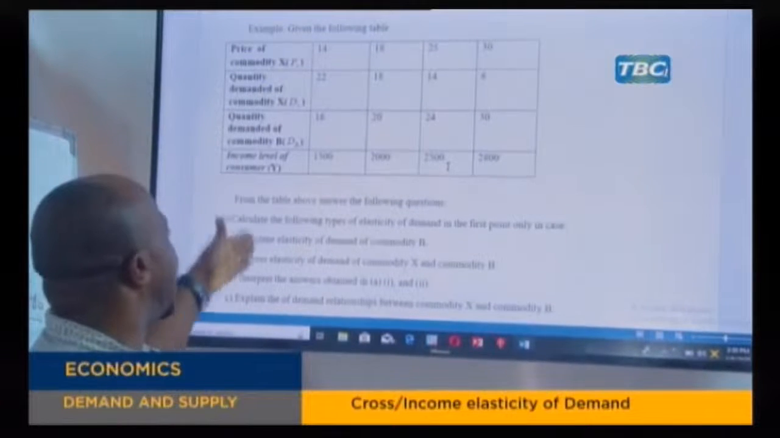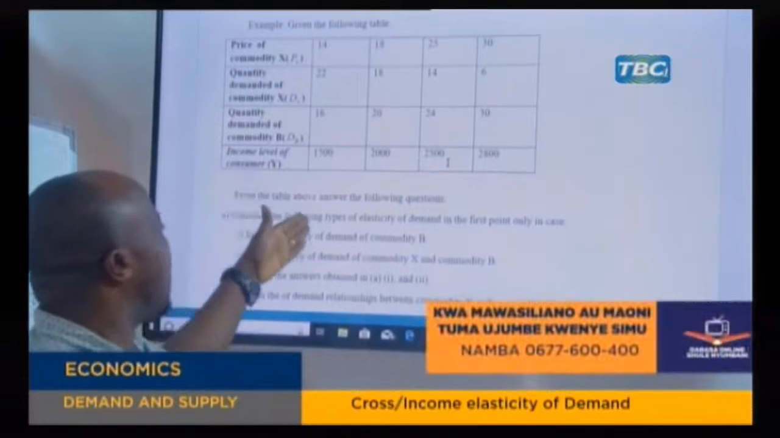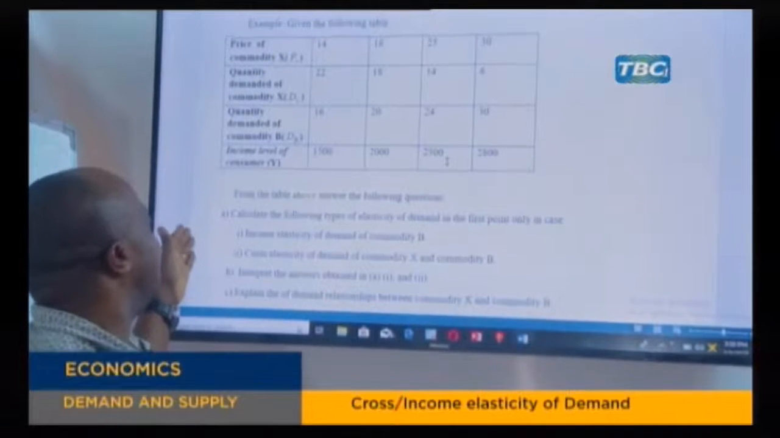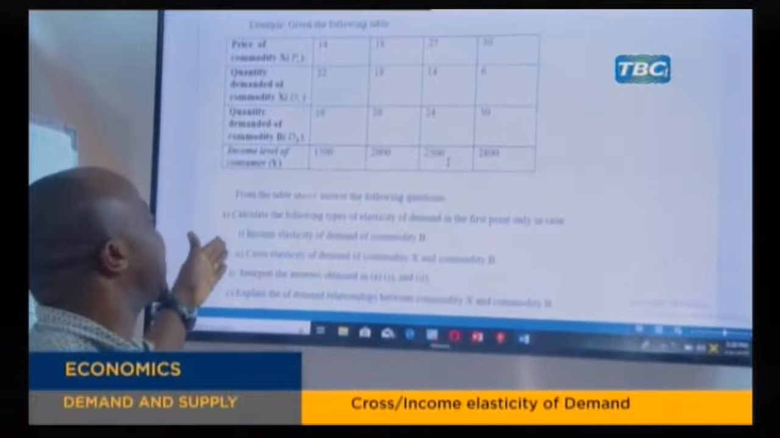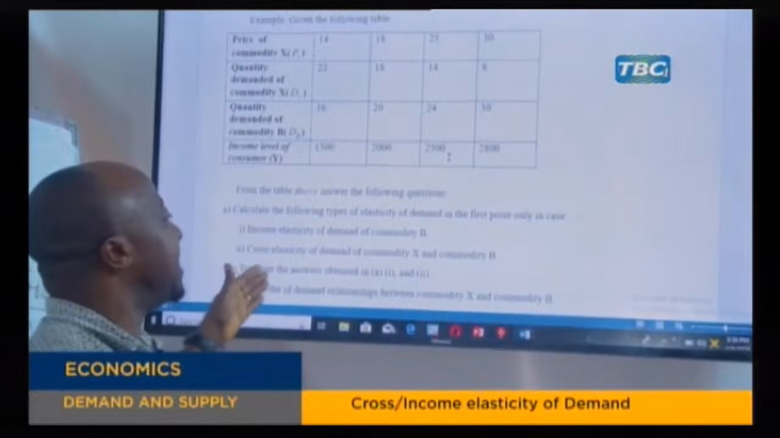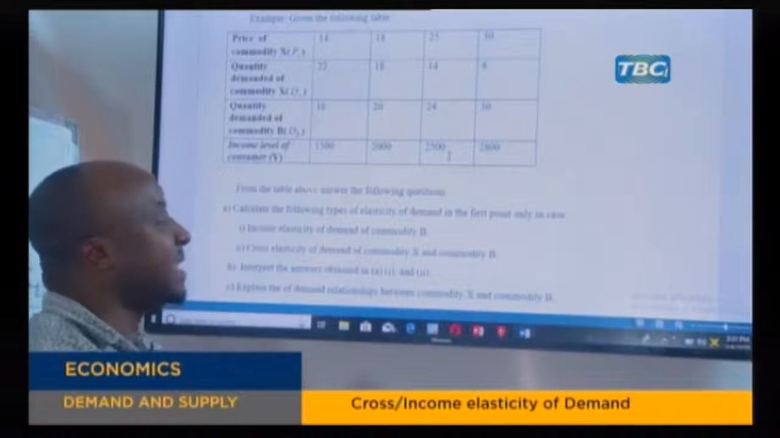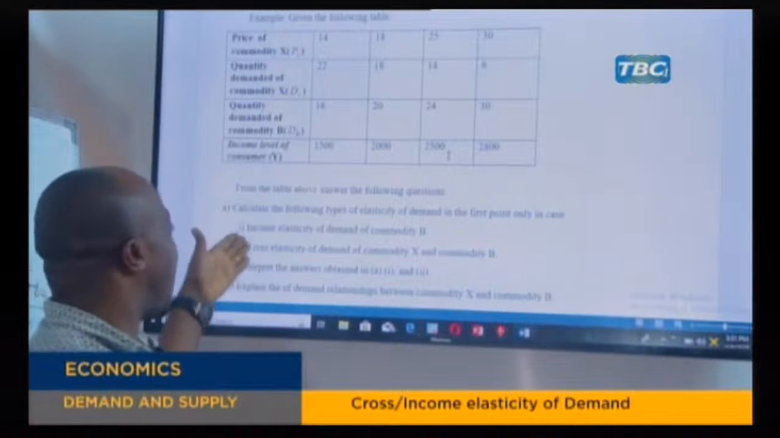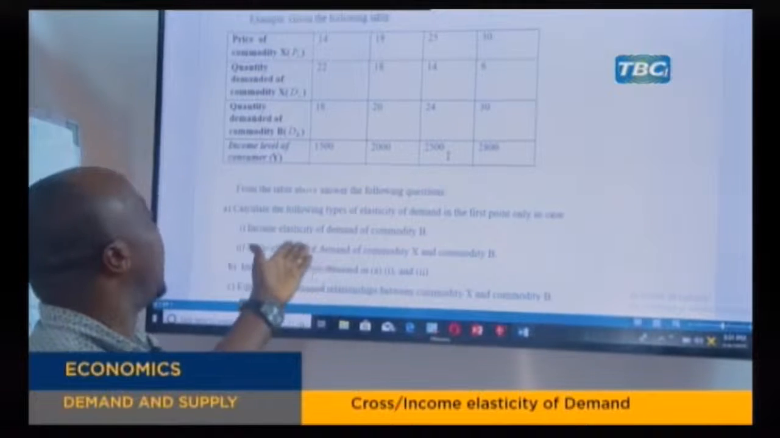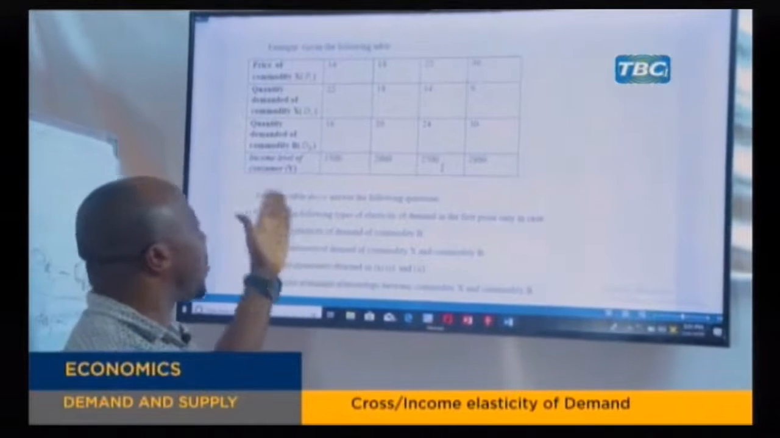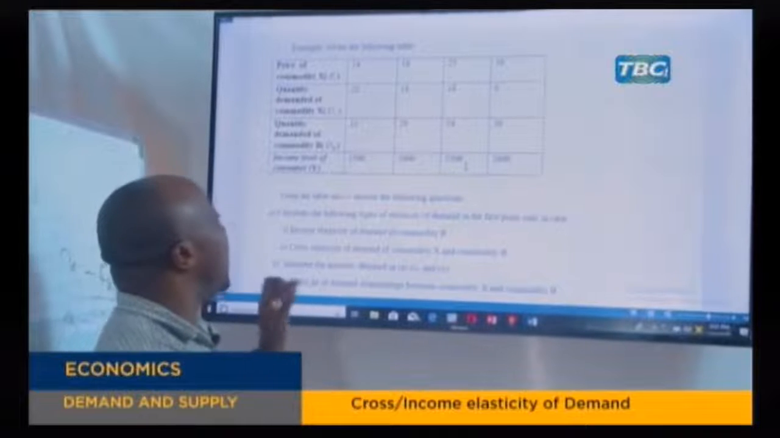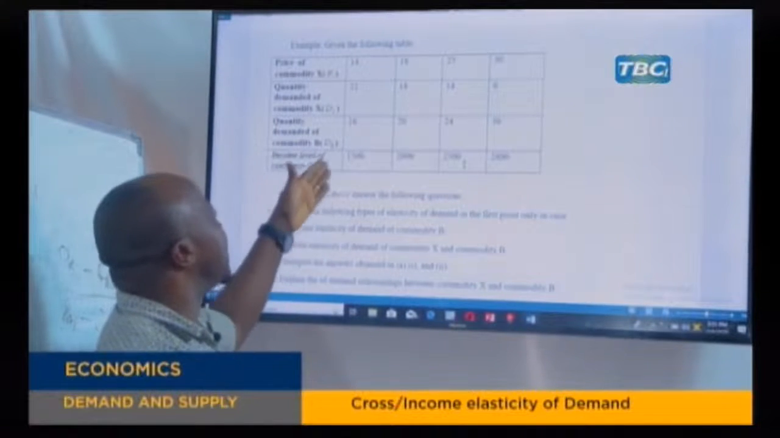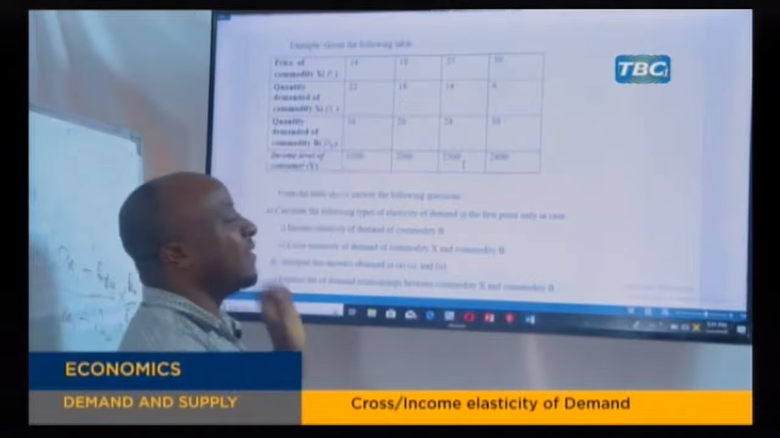From the above table, answer the following questions. Question A: calculate the following types of elasticity of demand at the first point only. It means the question is asking us to calculate these elasticities, one of them being cross elasticity, which we have discussed, part 2. We have to calculate only for the first point. What do we mean by the first point? It means when price or income changes from this point to this point.